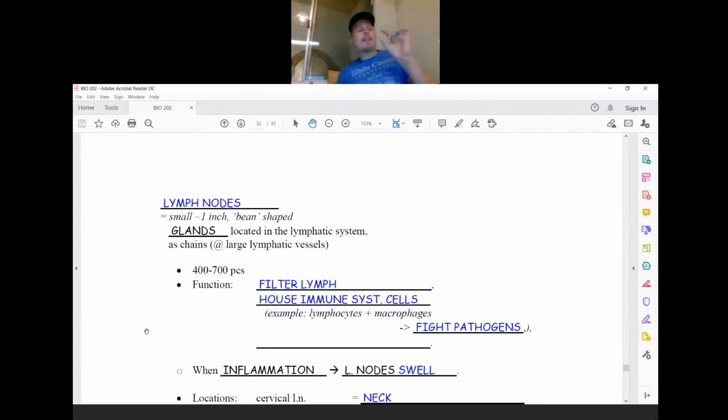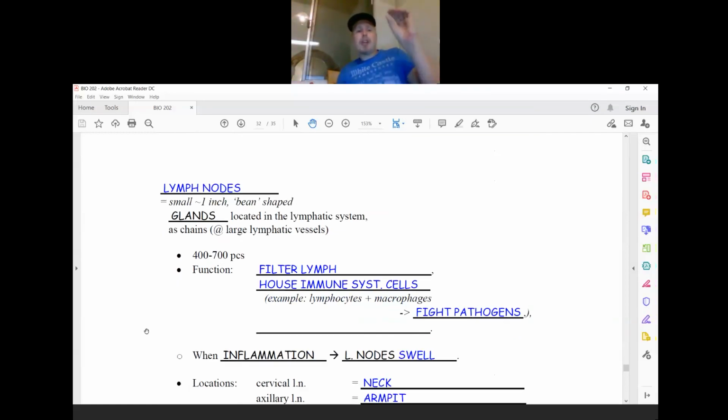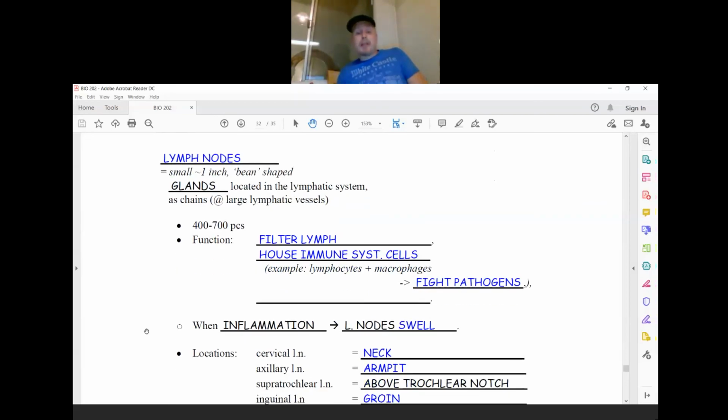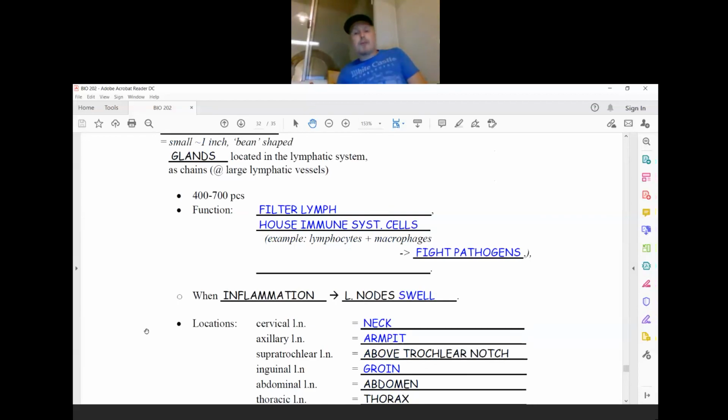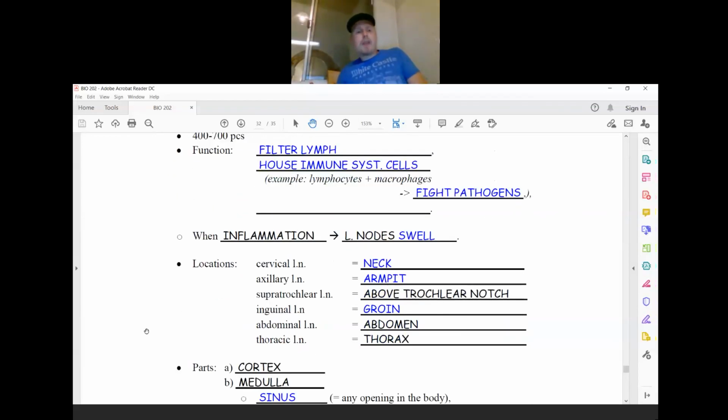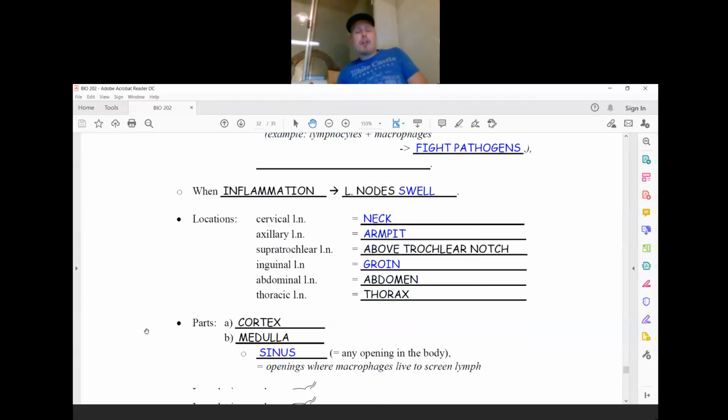These were small, less than 1 inch in diameter glands, kind of bean-shaped, located as chains within the lymphatic vessels. There's hundreds of these in the body. Their function is to filter lymph, but also house the immune system cells, so white blood cells. And these immune system cells, of course, fought against pathogens. When there is an inflammation, lymph nodes tend to swell, and that's what the doctor was doing, checking those.